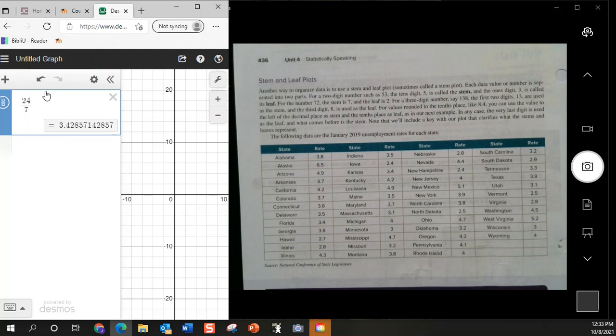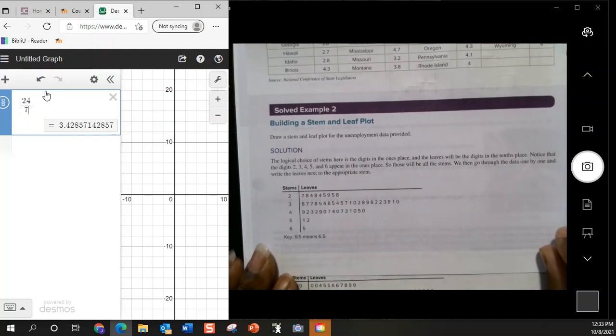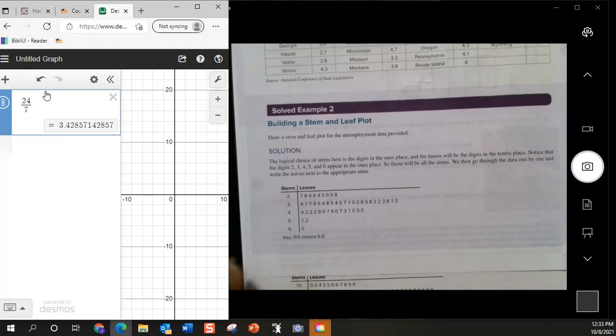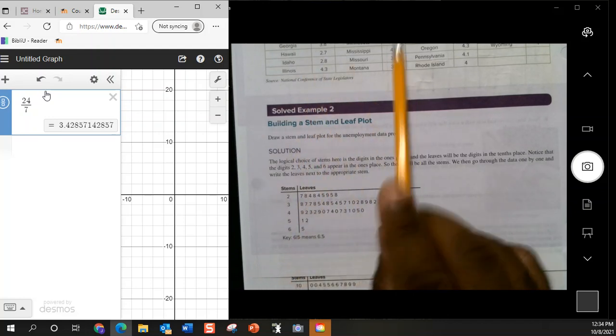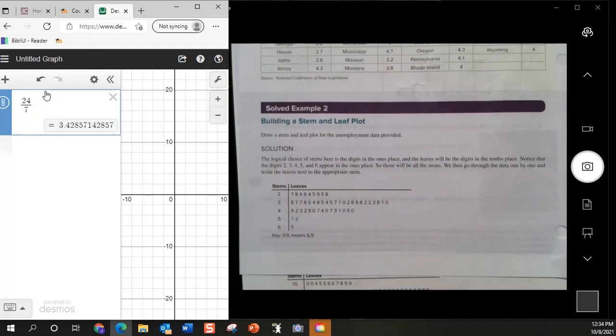Okay, now, what happens here is, down here at the bottom, they actually show us with the solved example 2 about the stem and leaf plot. Okay, now it says draw a stem and leaf plot for the unemployment data provided. The logical choice of stems here is the digits in the ones place, because as you notice here, in front of this decimal, we just have the ones place. It'll just be the ones place.